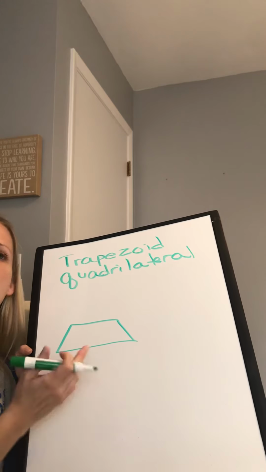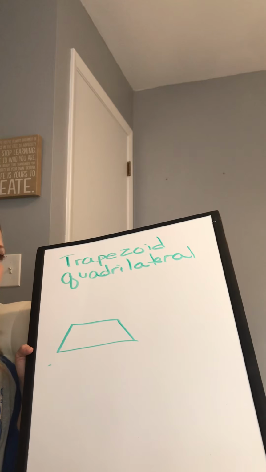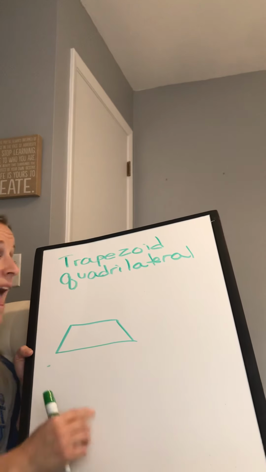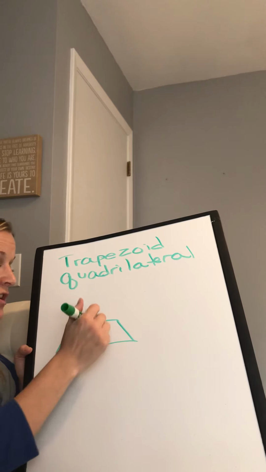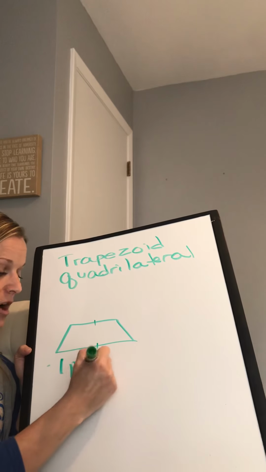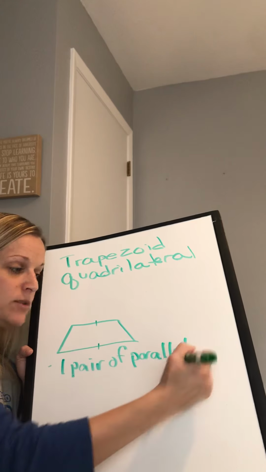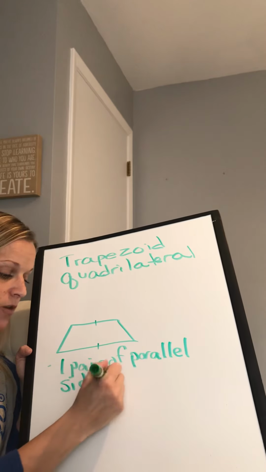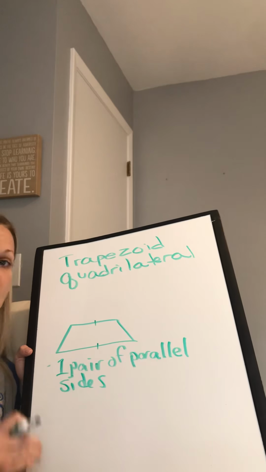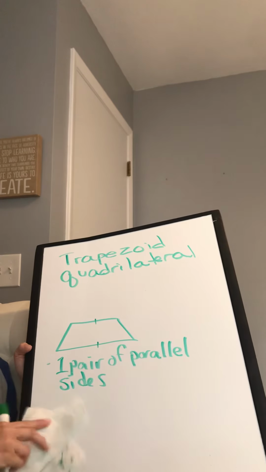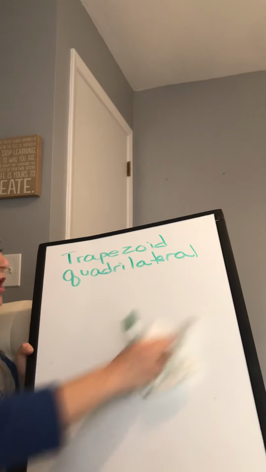Now, some of you want to say a trapezoid, and this is a picture of a trapezoid, also is called a parallelogram. But a parallelogram has 2 pairs of parallel sides, and a trapezoid only has 1 pair of parallel sides. So you cannot call a trapezoid a parallelogram. You cannot. These are the only names for a trapezoid. Okay?